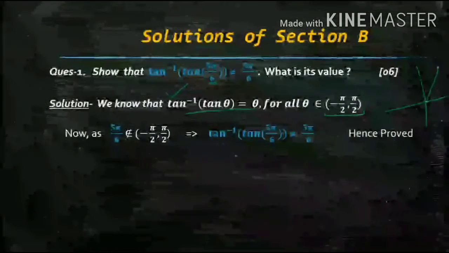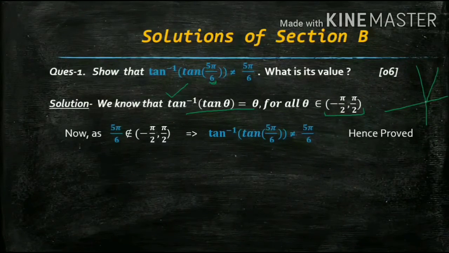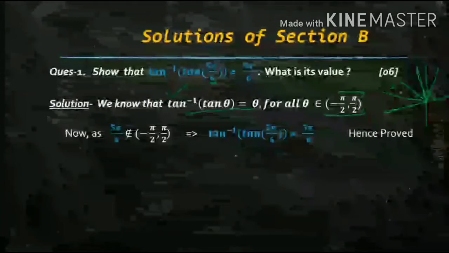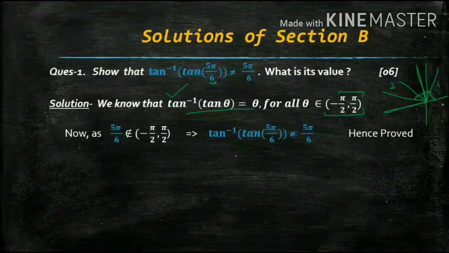So this is pi by 6. What is 2 pi by 6? 2 pi by 6 is nothing but pi by 3. 3 pi by 6 is nothing but pi by 2. 4 pi by 6 will lie over here. 5 pi by 6 will be here. And 6 pi by 6 is nothing but pi. So 5 pi by 6 lies in the second quadrant. Okay, and it does not belong to this interval. Theta belongs to either the first or the fourth quadrant. So that means 5 pi by 6 does not belong to this interval.